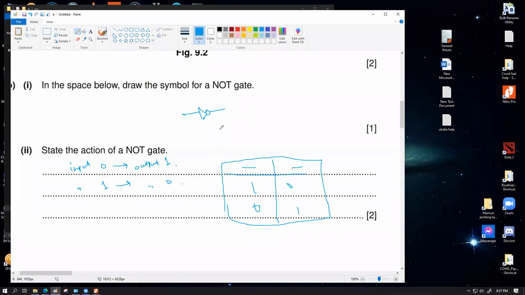Okay sir. Either you have to name it input output, or in this figure you can label one of them as A and the other as B, and you can use those A and B as your input output symbol. That also works.